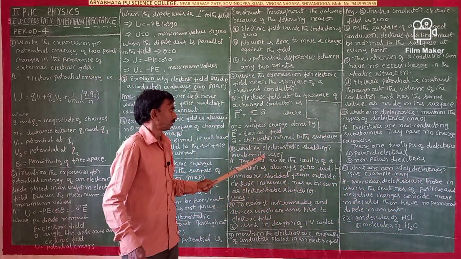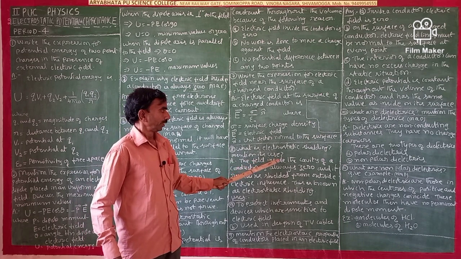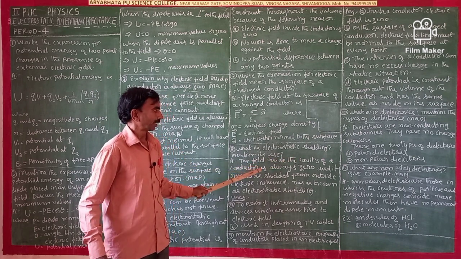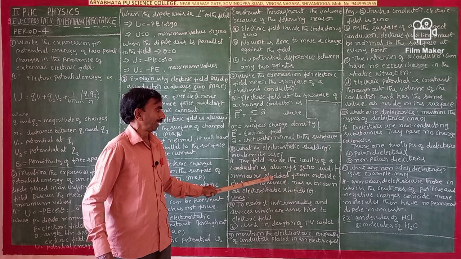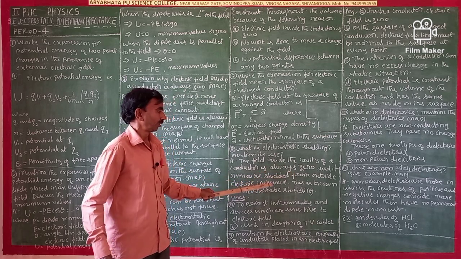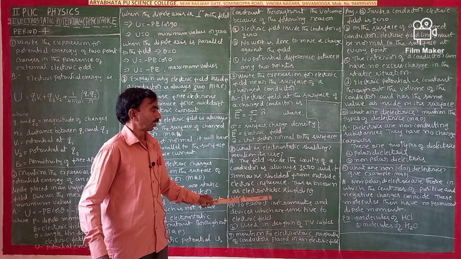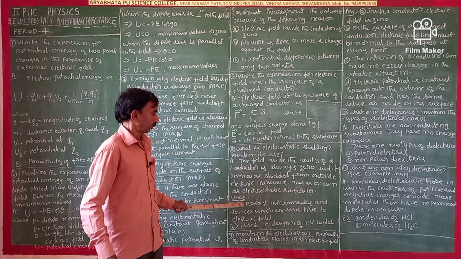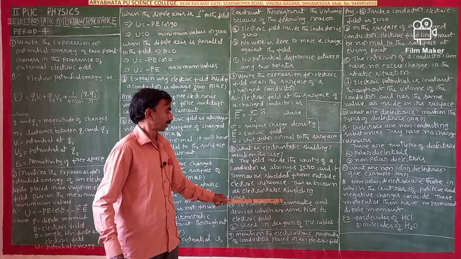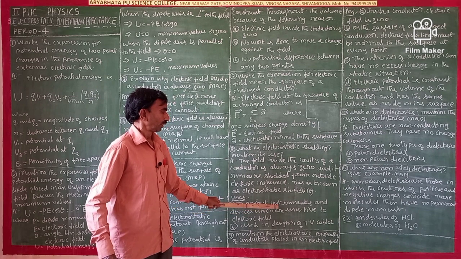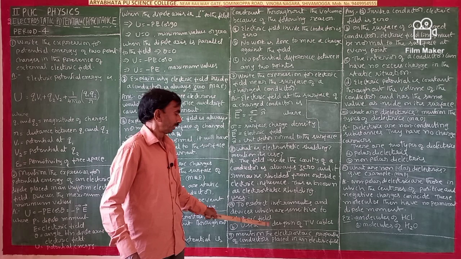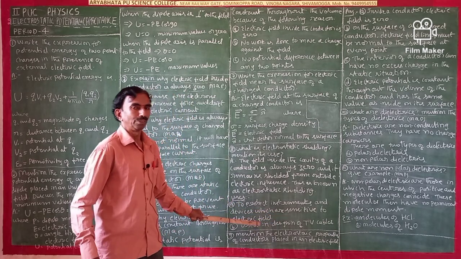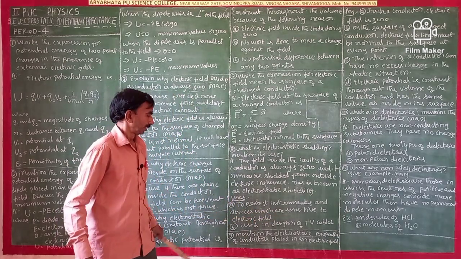Mention its uses. If the field inside the cavity of a conductor is always zero and it remains shielded from outside electric influence, this is known as electrostatic shielding. Uses: to protect instruments and devices which are sensitive to electric field. Next, it is used in designing of TV cables.